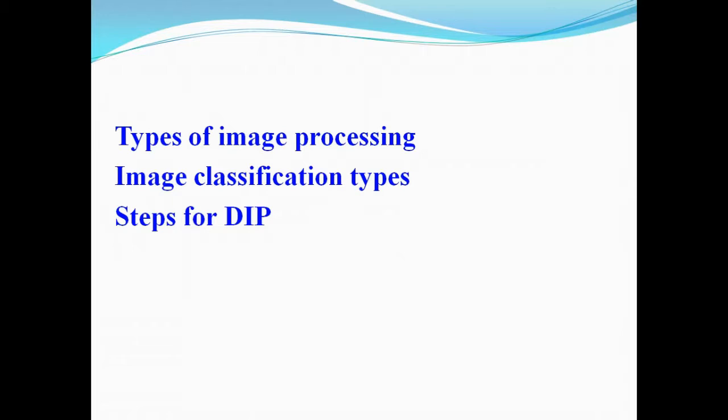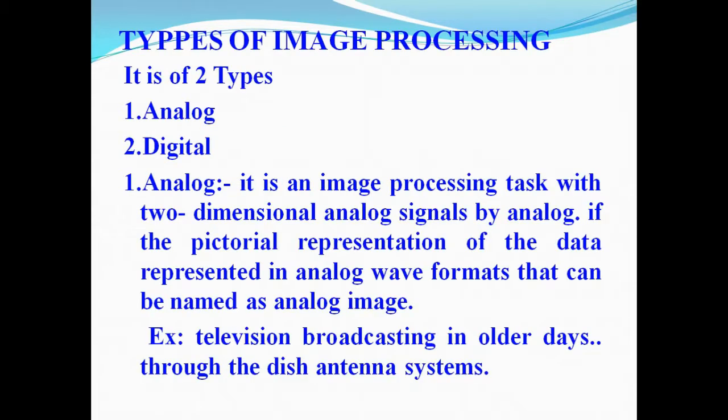So in the last video, we gave an introduction to image processing, and the applications or types of applications of image processing. Now the first one is types of image processing. Generally, image processing is of two types, which are called analog image processing and digital image processing.